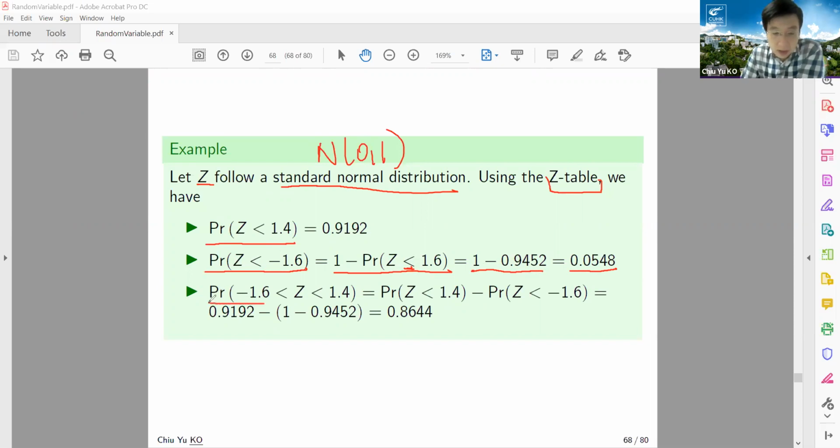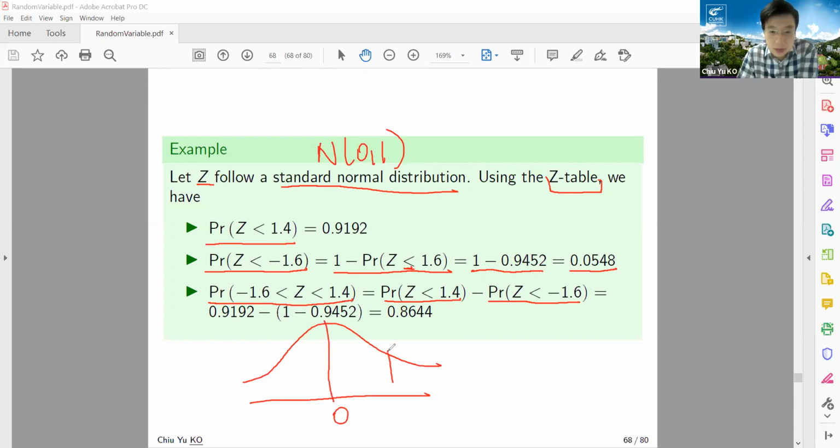This is negative 1.6, Z 1.4, okay. And you have to divide it into 2 parts, okay. One is Z less than 1.4, one is Z less than negative 1.6. The reason is like this, okay. Here you have Z 0, 1.4, negative 1.6, okay.